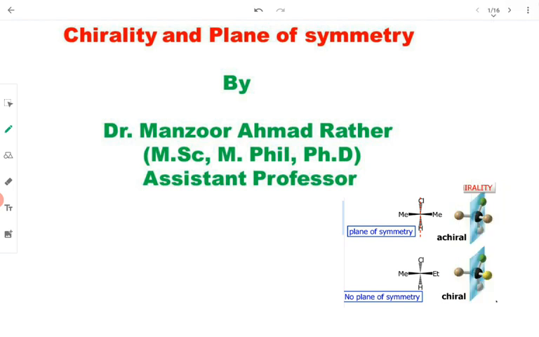Dear students, the topic of today's lecture is chirality and plane of symmetry. We have been discussing chirality, asymmetric centers, or chirality centers, or stereo centers, or stereogenic centers.